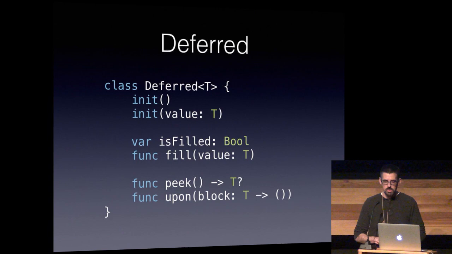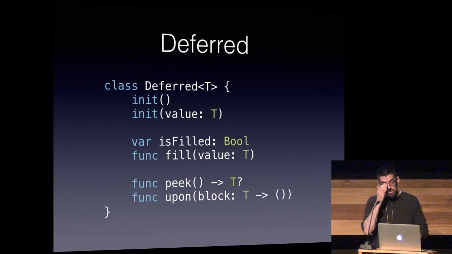You can create a deferred that's initially empty. That makes sense. I have something that I'm going to fill in later in some asynchronous way. You can create one that already has a value in it. This will be useful to us later. But what that's saying is I have something that's technically deferred, but I already know what the value is going to be, so I can just create one immediately. You can ask, is this thing filled or not? You can fill it with a value, assuming it's currently empty. You can peek and say, what is the value if there is one? And then upon says, once this thing is filled, run this block, run this closure, right? Or run it immediately if the thing already has a value in it, okay?